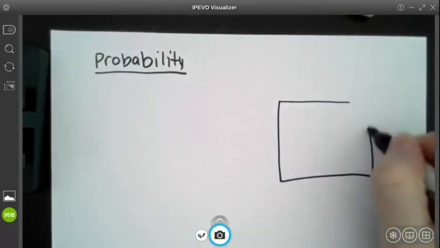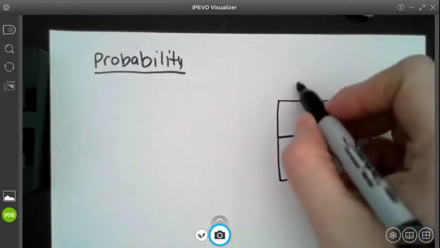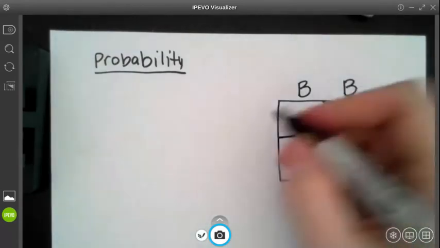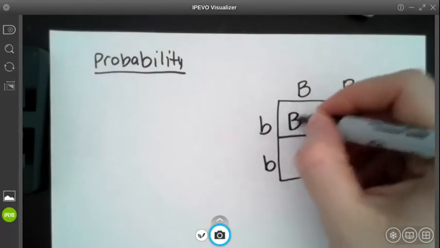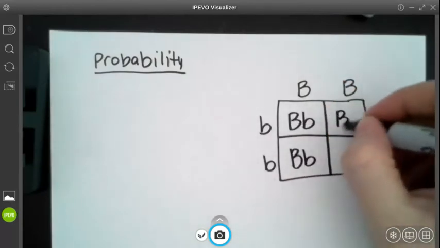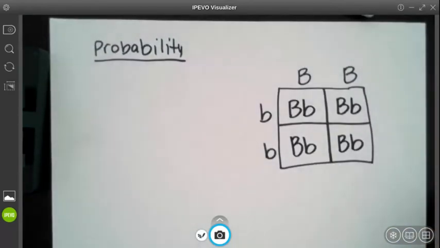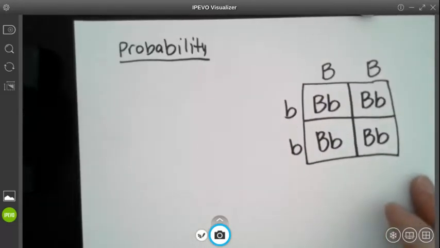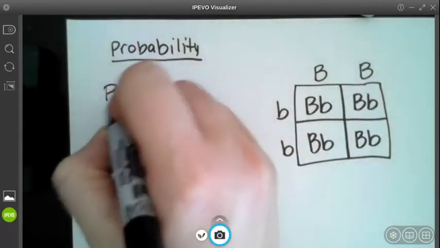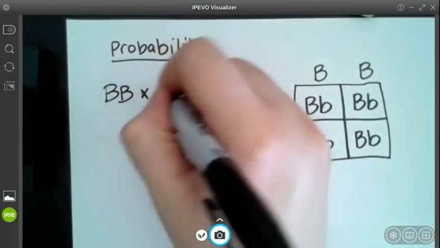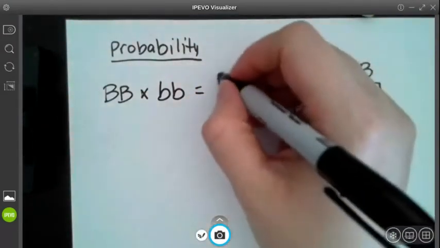So again, we have our Punnett square here. Just to have a review, you put your first parent on the top and your second parent down the side. That's how I like to do it. You bring it down and over. And since I'm crossing two homozygous, all of my offspring are going to be the same. In this case, they're all heterozygotes. So I'm going to write a word problem, or the parents out. So I'm crossing big B, little b. All of my offspring in this case are going to be big B, little b.